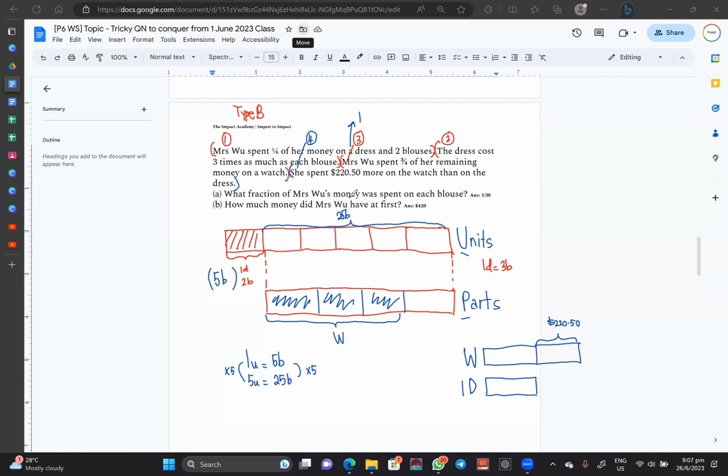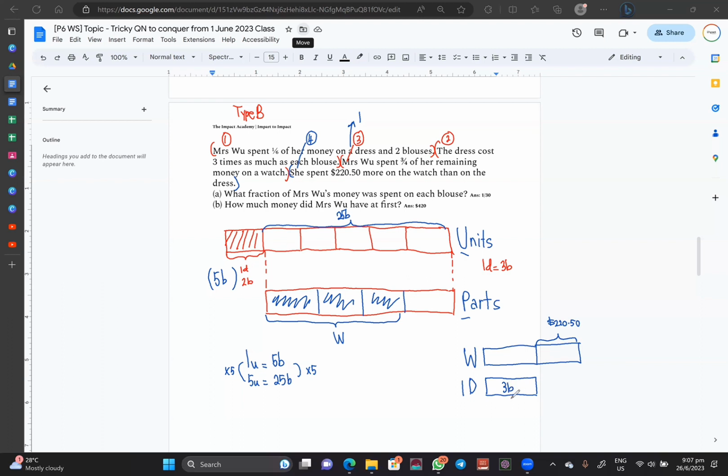So what you want to do next is this. Because I have converted all into blouses, I'm going to convert my dress to blouses as well. 1 dress is actually equal to how many blouses? It is equal to 3 blouses. So we are going to put 3 blouses over here. Instead of treating it as dresses, we are going to see it as blouses.